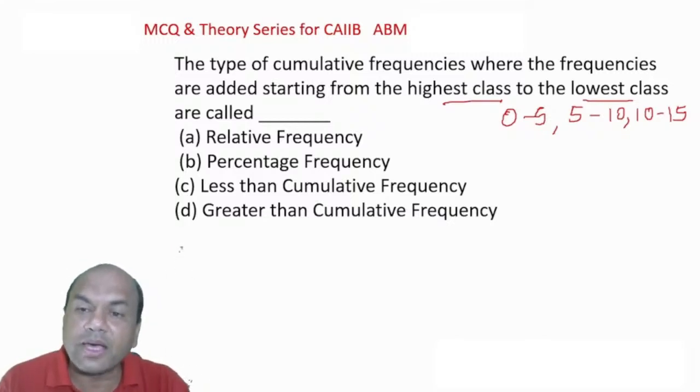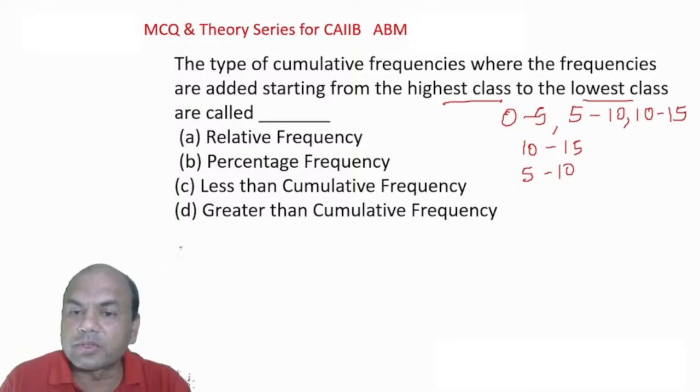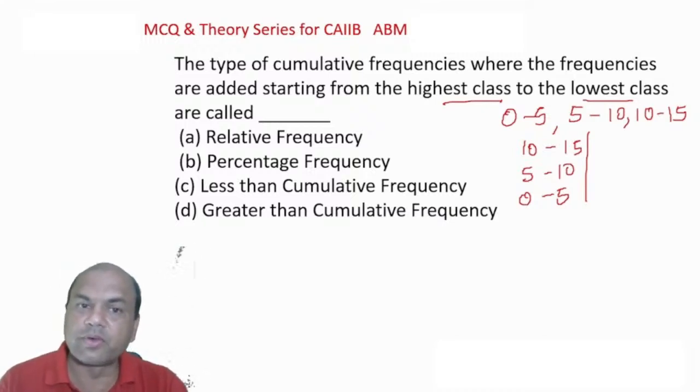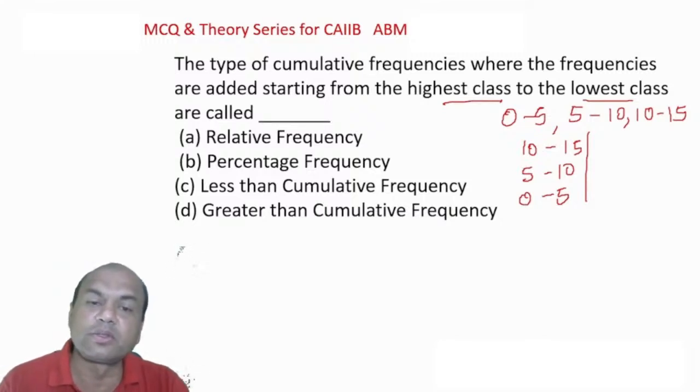Now suppose I arrange them in this way: 10 to 15, then below I go 5 to 10, then below I go 0 to 5. In that case, what is it called? This is a question. The type of cumulative frequency where the frequencies are added starting from the highest class to the lowest class is known as what?